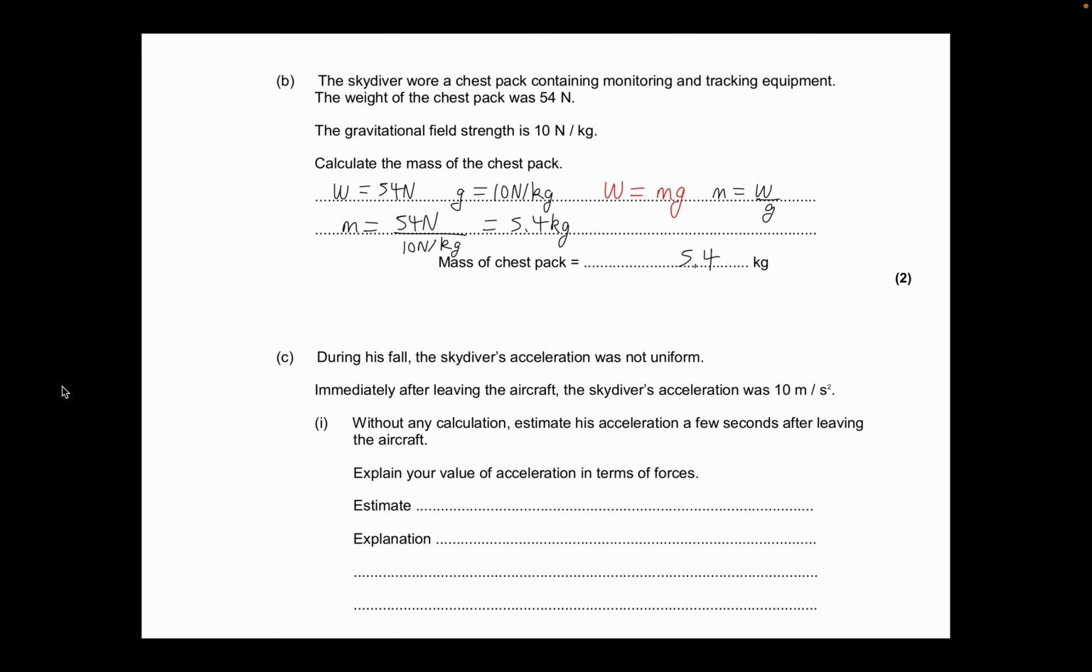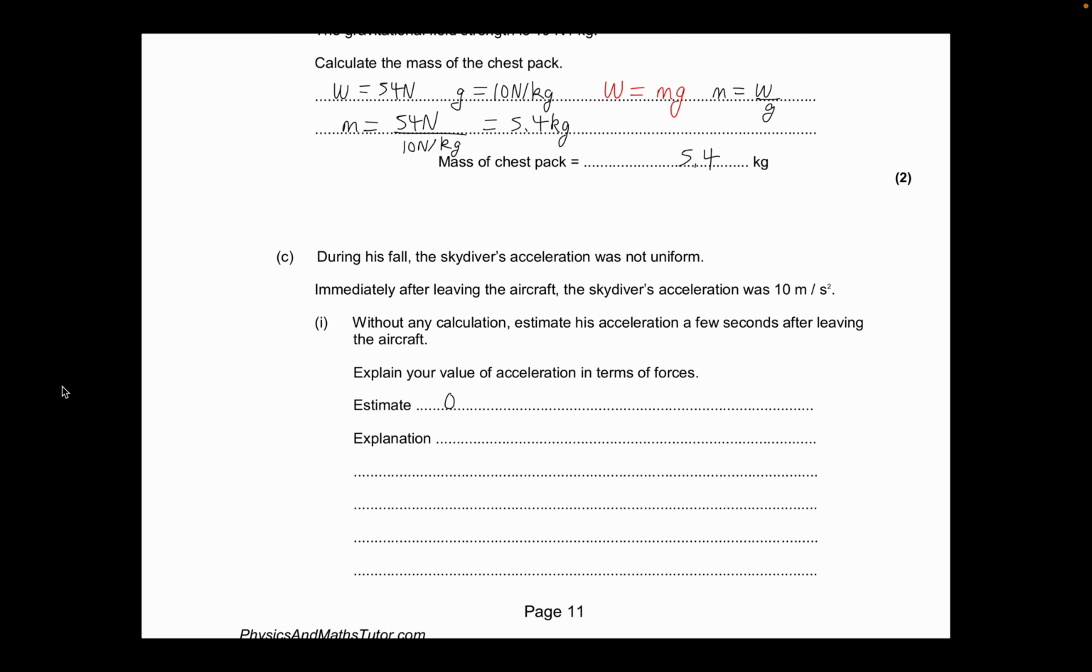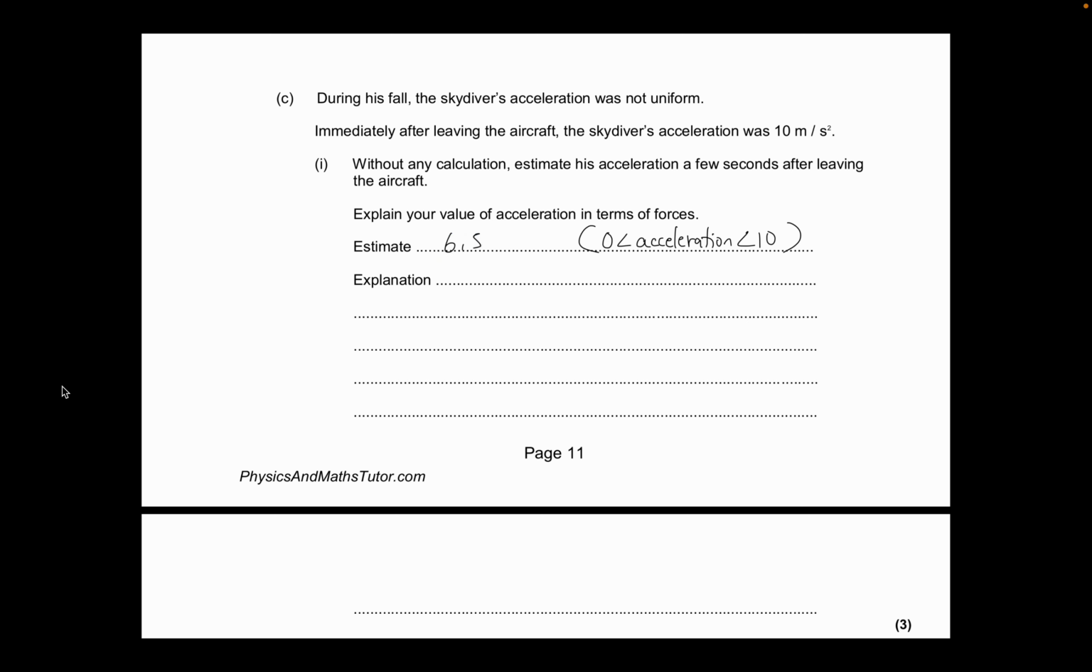Now, the estimate is roughly between 0 and less than 10, so it's roughly like 6.5. You can mention something like acceleration is less than 10. This is somewhat the estimate range. What you can put as the estimate is 6.5, but this is something that you do need to mention. The estimate in this case would be 6.5. Remember to put the units, so important that we put the units, meters per second squared.